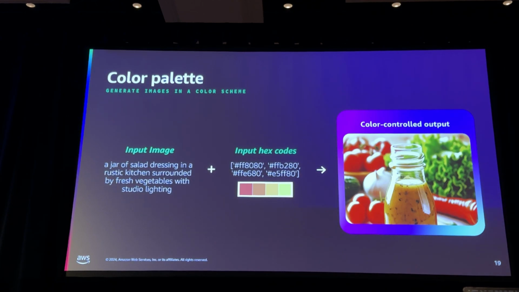Color palette, like I said, this is one of the key features we heard from a lot of marketing teams across companies, that they have a specific brand palette that they want the images to adhere to. So with this feature, they can provide up to 5 hex codes with the text prompt, and then the generated image follows that.